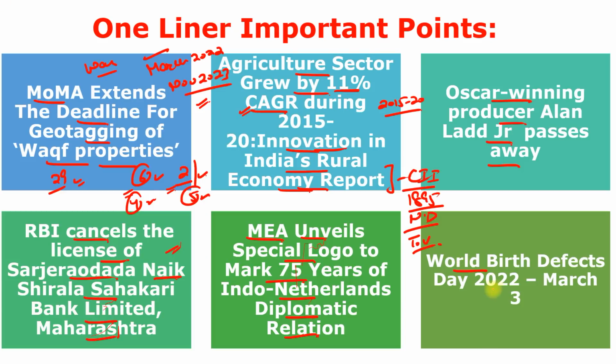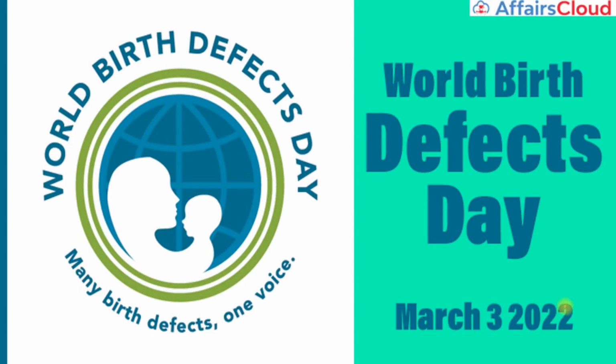Next is World Birth Defects Day 2022, observed on 3rd of March. It is to create awareness about the birth defects and highlight the importance to improve the knowledge, prevention and management of these conditions. And 3rd March 2022 marks the observance of 7th edition of Birth Defect Day. And what is the theme? Many birth defects, one voice. This is the theme. So you have to remember, it is observed every year on 3rd of March.